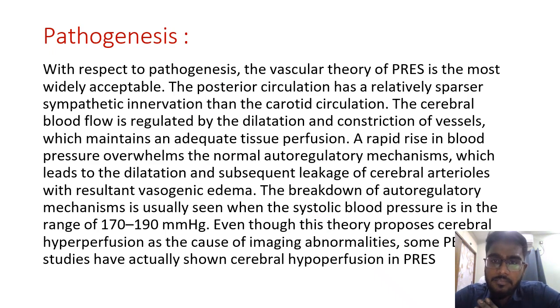The posterior circulation has a relatively sparser sympathetic innervation than the carotid circulation. The cerebral blood flow is regulated by dilation and constriction, which maintains adequate perfusion at all times. A rapid rise in blood pressure overwhelms the normal autoregulative mechanism, which leads to dilatation and subsequent leakage of cerebral arterioles, which results in vasogenic edema. The threshold of this breakdown of autoregulation was found to be around 170 to 190. Even though this theory proposes cerebral hyperperfusion, few studies have shown that actually there is hypoperfusion that induces PRES.